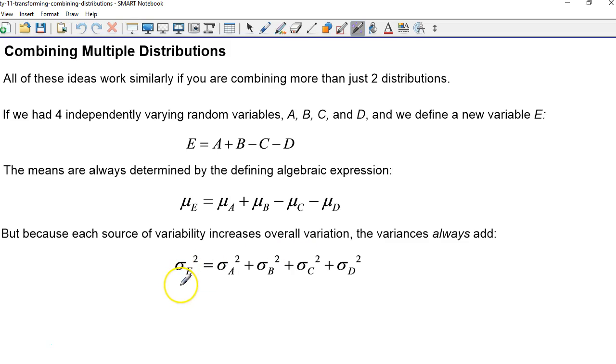So that means that the standard deviation of E squared equals the standard deviation of A squared plus the standard deviation of B squared plus the standard deviation of C squared plus the standard deviation of D squared. These are all pluses, even where we had minuses in the original distribution, because variances always add, right? Whenever you add another source of variability, the overall variability always increases.